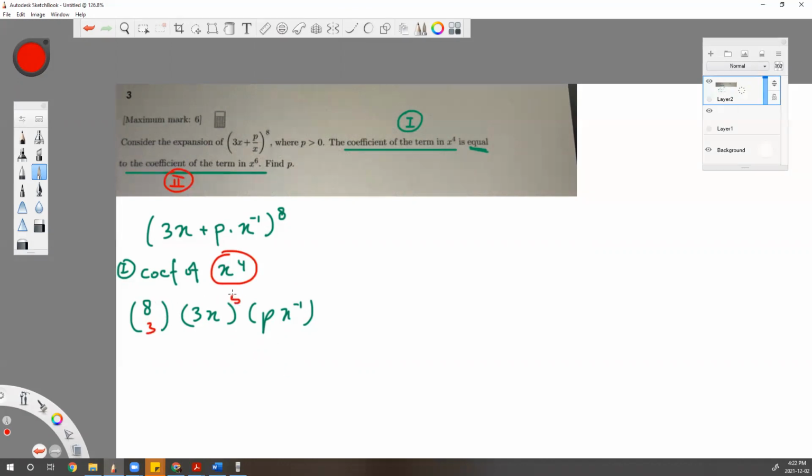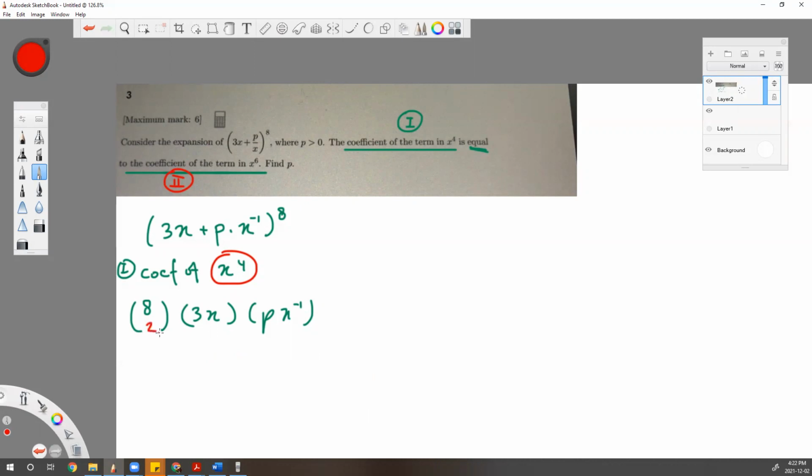8 minus 3 is 5, right? So focus on the expansion: x^5 and x^(-3). Is it producing x^4? No, it is x^2. So the 3 is rejected.